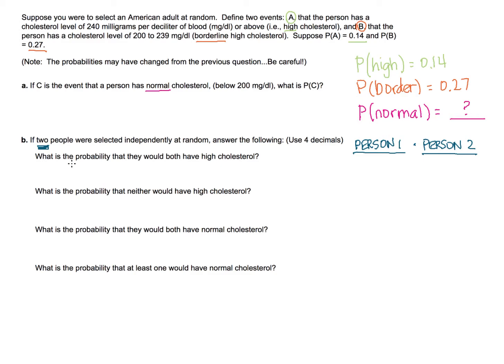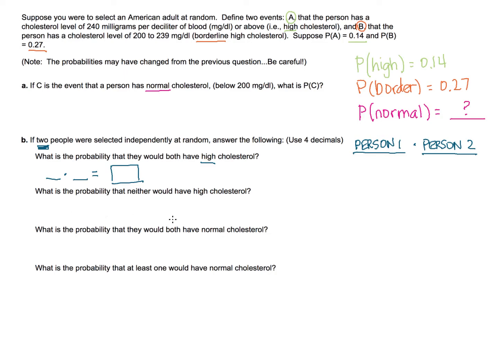And so the probability that they would both have high cholesterol, well, we have person 1 and person 2, and really all we need to do is look over at our table that we created and figure out what is the probability for high. Plug that number in and you will end up with a value. Easy peasy.